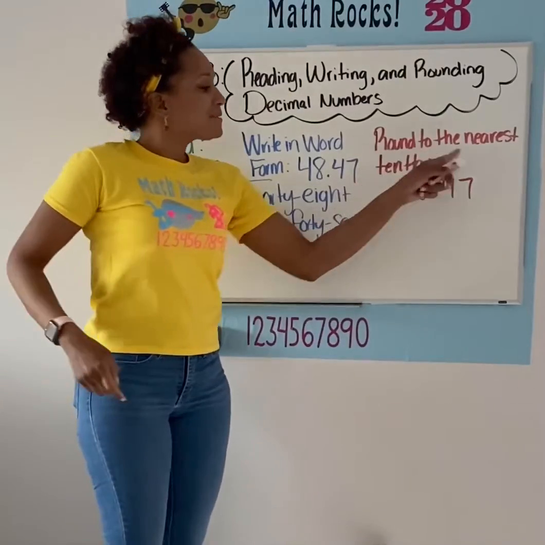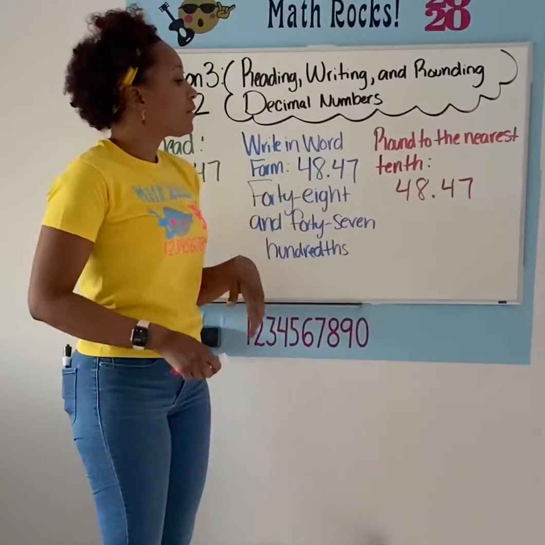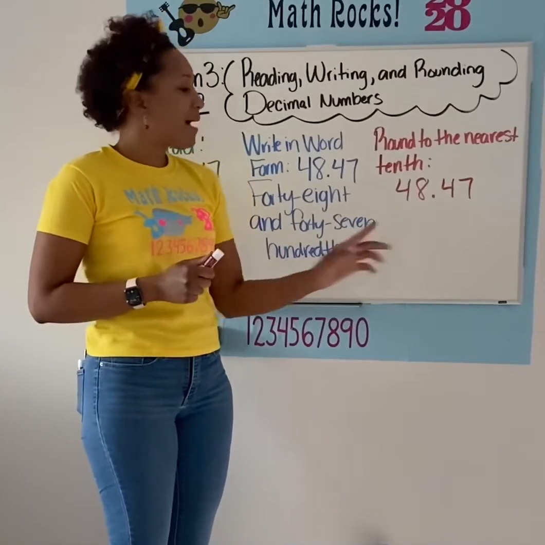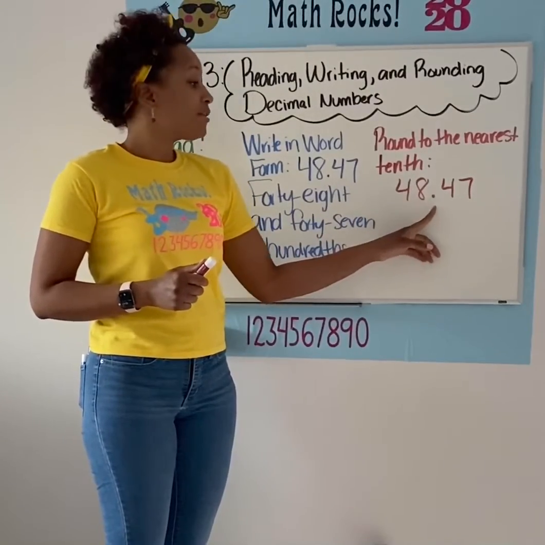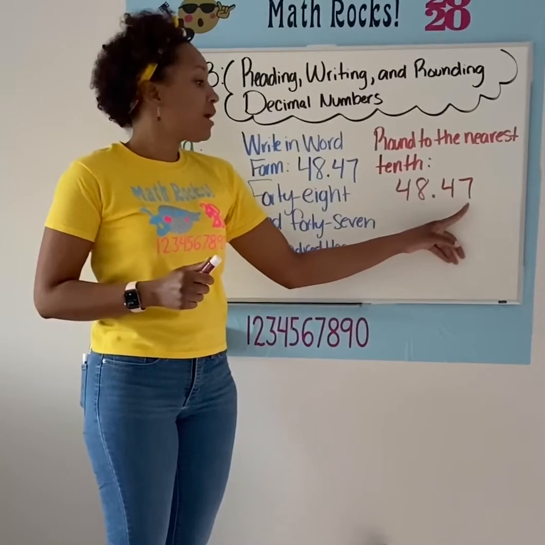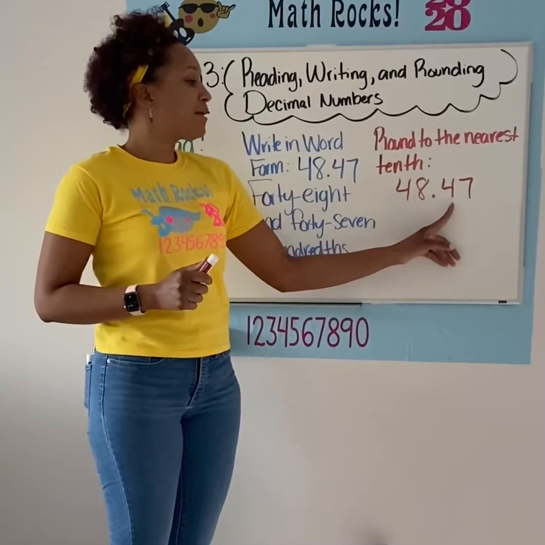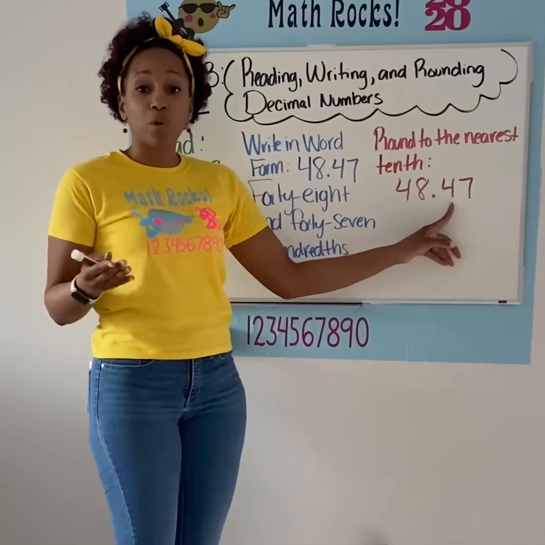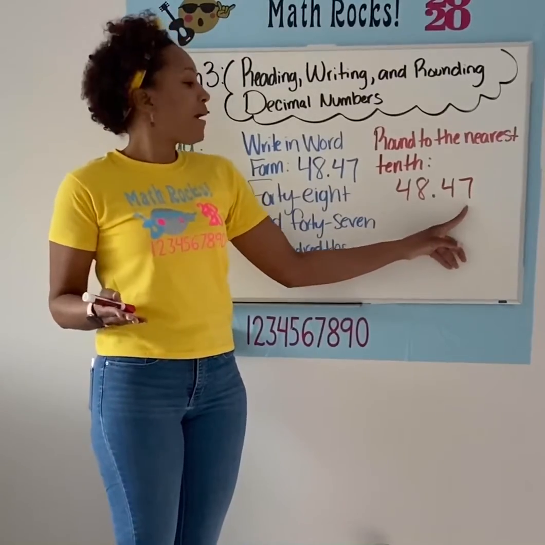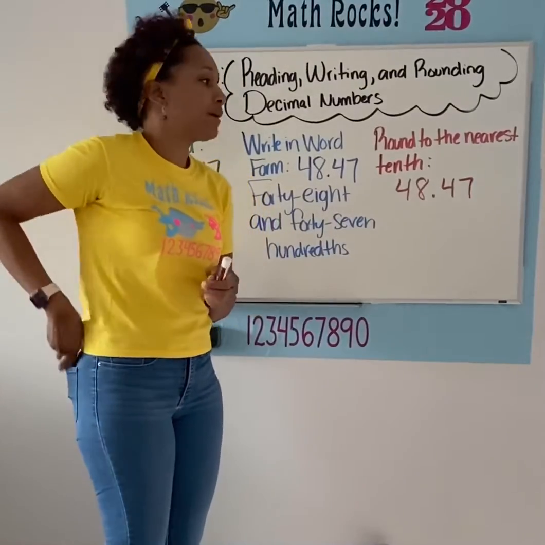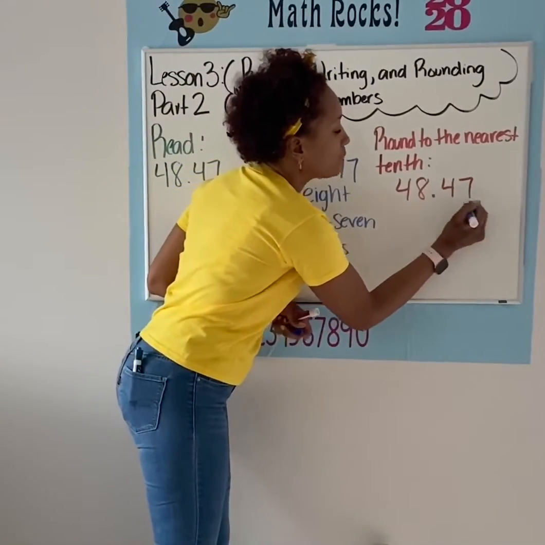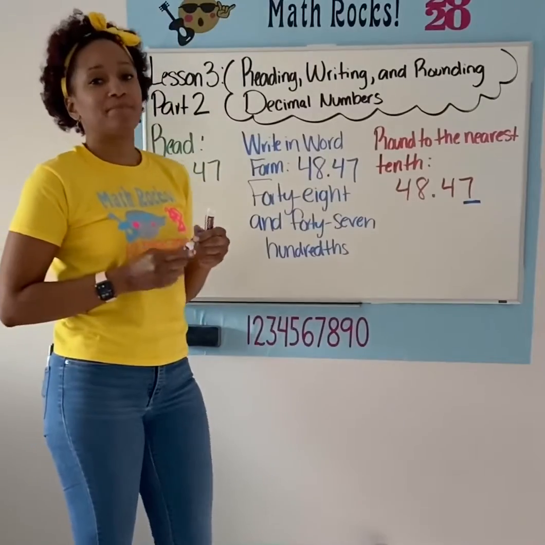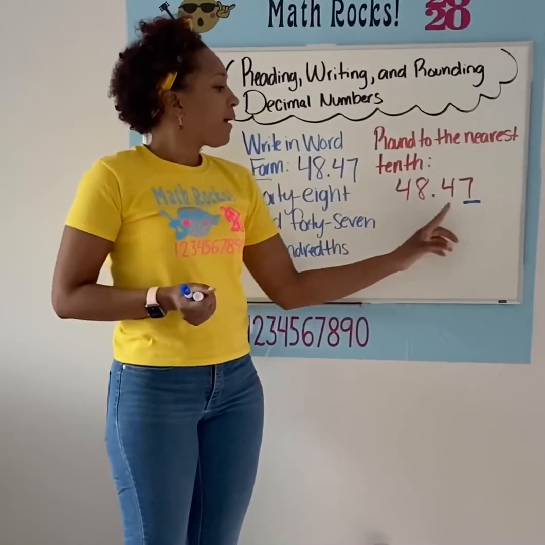So it says round to the nearest tenth. So you come over here and look at this number. You have your tens, your ones, your tenths, and your hundredths. So if you're gonna round to the nearest tenth, which your 4 is in the tenths place, you have to go and look next door. So next door there's a 7, and the 7 is gonna help us round to the nearest tenth.